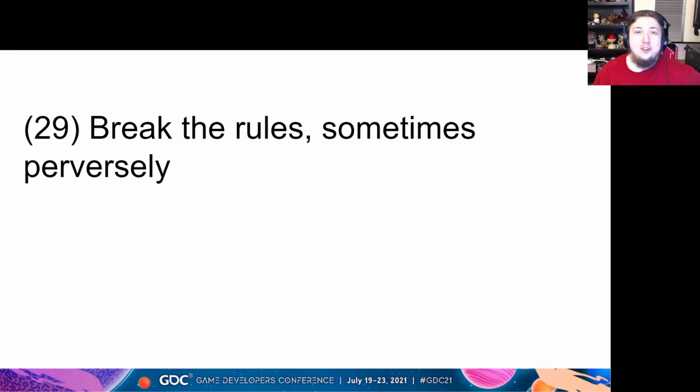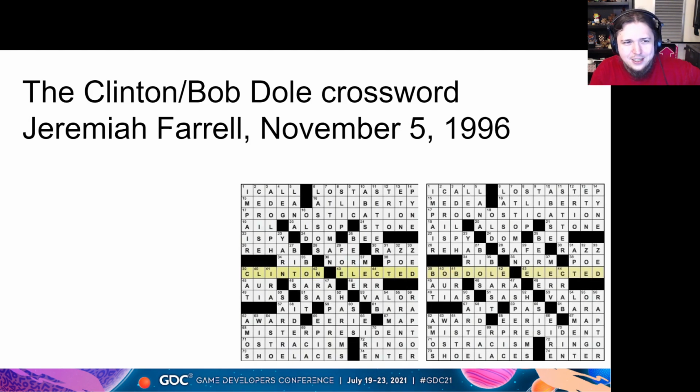So I think a lot of puzzles are memorable because they broke one of the rules that I have mentioned previously in this talk. I'll show you a few examples. This is the Clinton Bob Dole crossword, very famous, from 1996. This was literally on election day. And this puzzle does not have a unique answer. There are two possible answers for 39 across. They are Clinton and Bob Dole. And I think the clue for 39 across was, with 43 across, tomorrow's newspaper headline. And so 39 plus 43 across is either Clinton elected or Bob Dole elected.